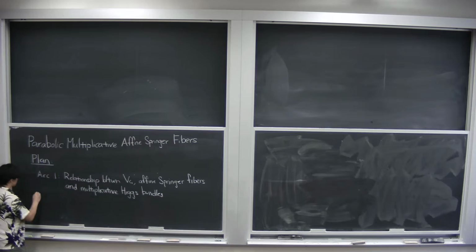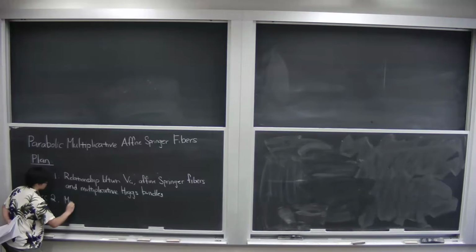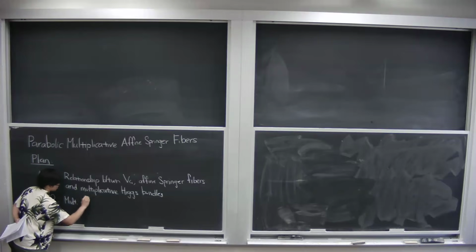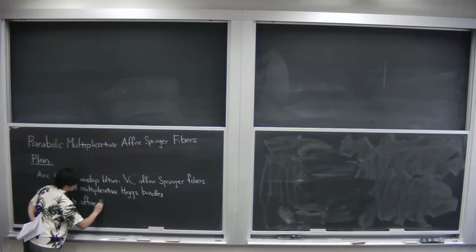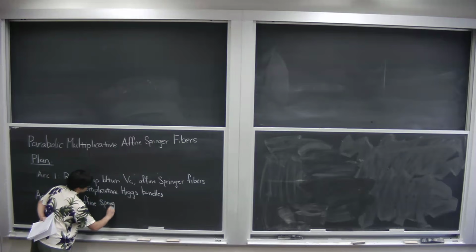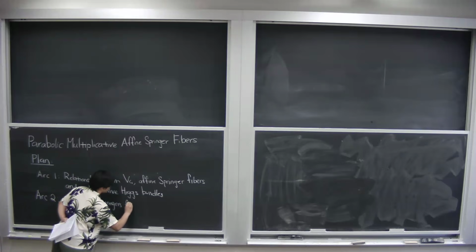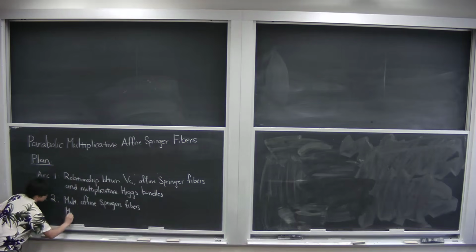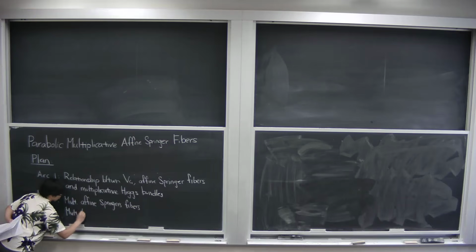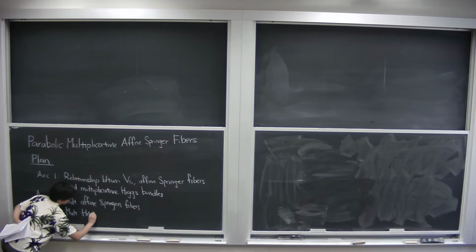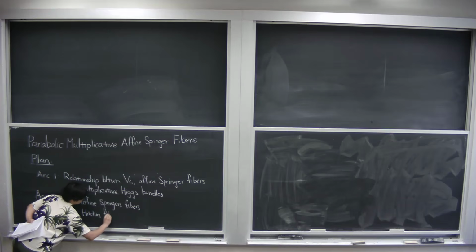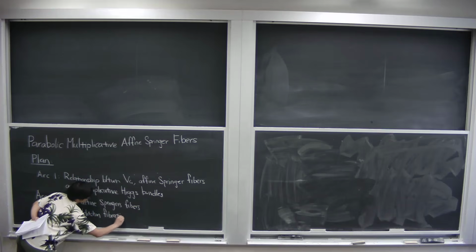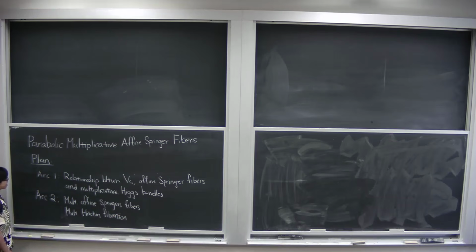The second arc, arc 2, is that I will talk about the properties of multiplicative affine Springer fibers. I'll define them and talk about some of their properties. And the global analogs of these multiplicative affine Springer fibers are multiplicative Hitchin fibers. So I'll talk about the multiplicative Hitchin system or the Hitchin fibration, and I'll say some nice things about them, or maybe some not very nice things about them.